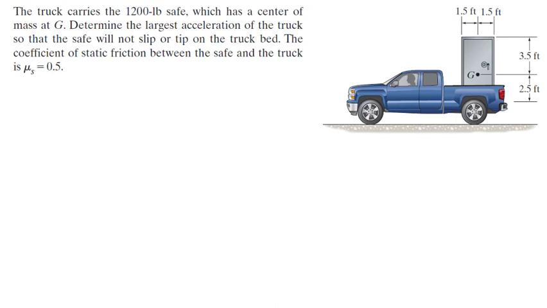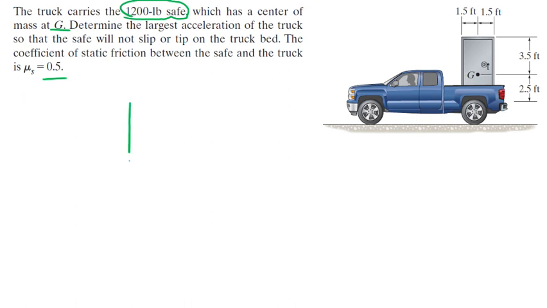Problem statement: the truck carries a 1200 pound safe which has a center of mass at point G. What is the largest acceleration of the truck so that the safe will not slip or tip on the truck bed? The coefficient of static friction is given as 0.5. Then we will use the equations of motion to solve the problem.